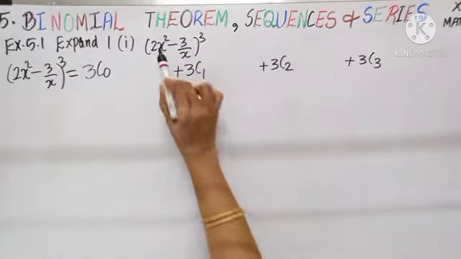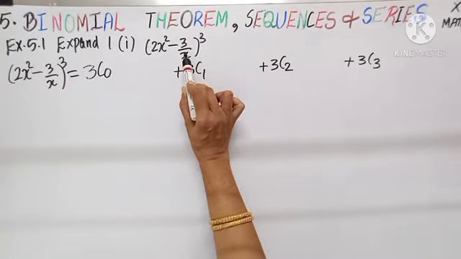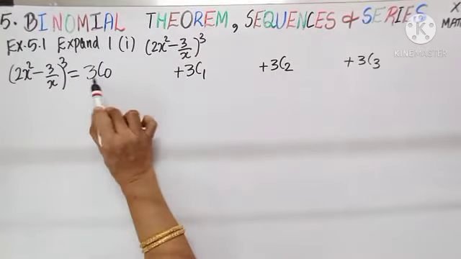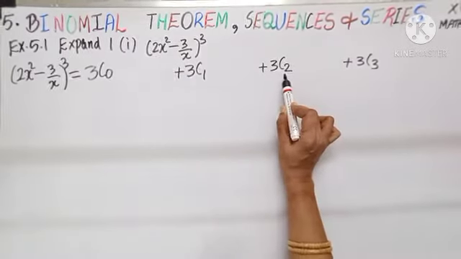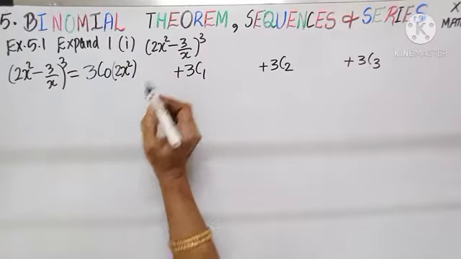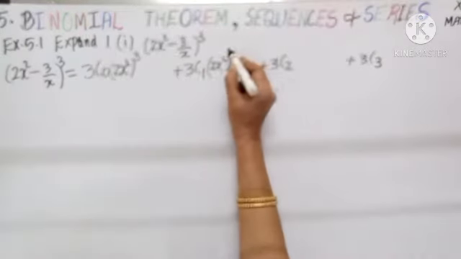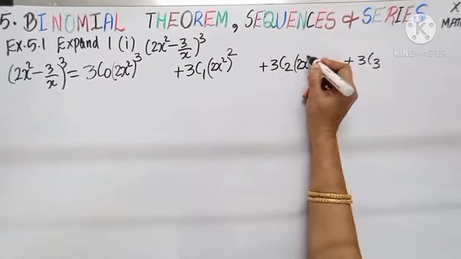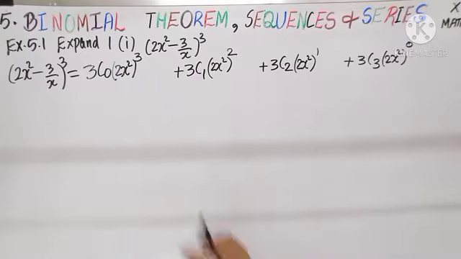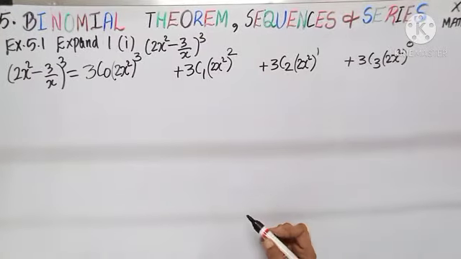Expand. As I see, there are 2 terms. Read this as the first term and this as the second term. The whole power 3 tells me 3c0, 3c1, 3c2, 3c3. First term, 2x square, power 3 keeps on decreasing: here 3, 2, 2x square power 1, 2x square power 0. The first term starts with power 3 and keeps on decreasing.